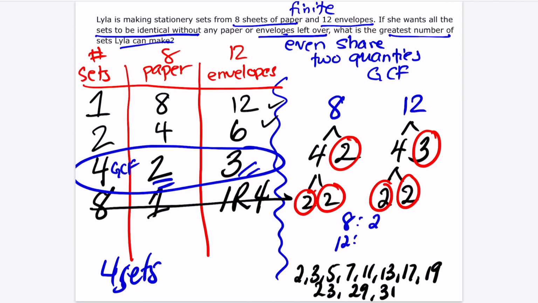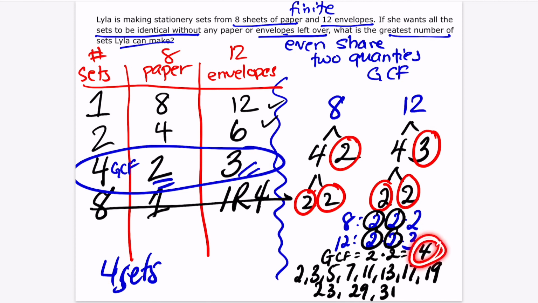For 8, I have 2 times 2 times 2. And for 12, I have 2 times 2 times 3. So again, we're kind of playing Go Fish and see what matches. And I see that 2's match here. So I'm going to write that as a common factor. I see that 2's match here. So that's another common factor. And then I also see that 2 and 3 do not match. So I have no more common factors. So my greatest common factor is going to be 2 times 2, which gives me 4.